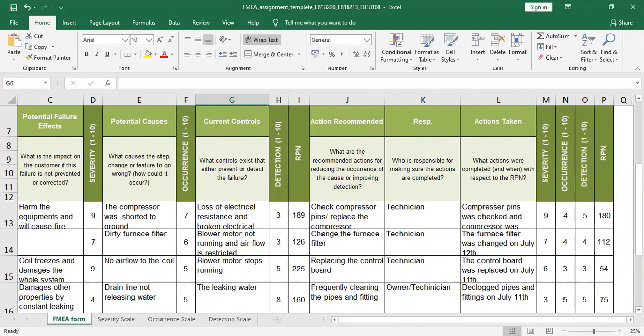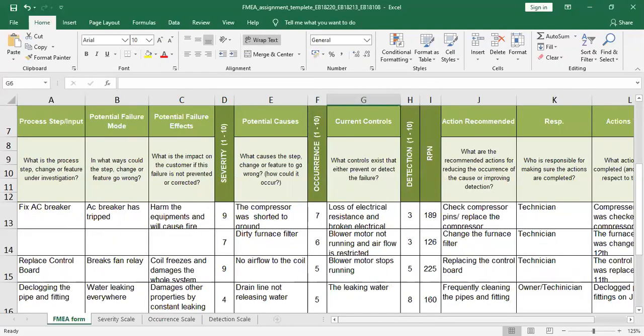Replacing the control board is the proper way to do it. The technician is required to do this, and the control board was replaced on July 11th, reducing the severity, occurrence, and detection to 6, 3, and 3, giving a total of 54.